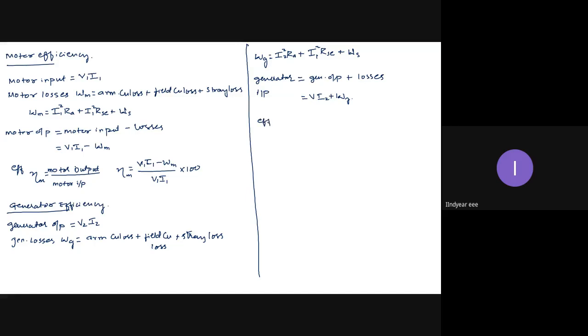Efficiency is equal to output by input into 100. So percentage efficiency of the generator is output, V2 I2, divided by input, V2 I2 plus WG.